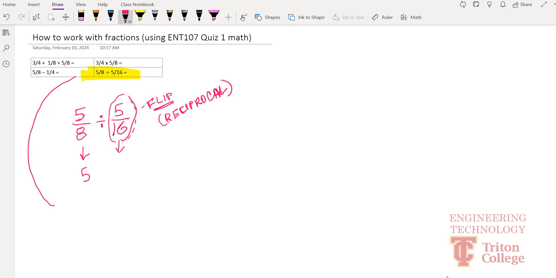Okay, 5/8 is here. The flip of 5/16 is 16 over 5. Okay, in multiplication land, you can rearrange this formula. The denominators and the numerators can be moved around. This is the same as saying, and this might be what you've seen in math class.